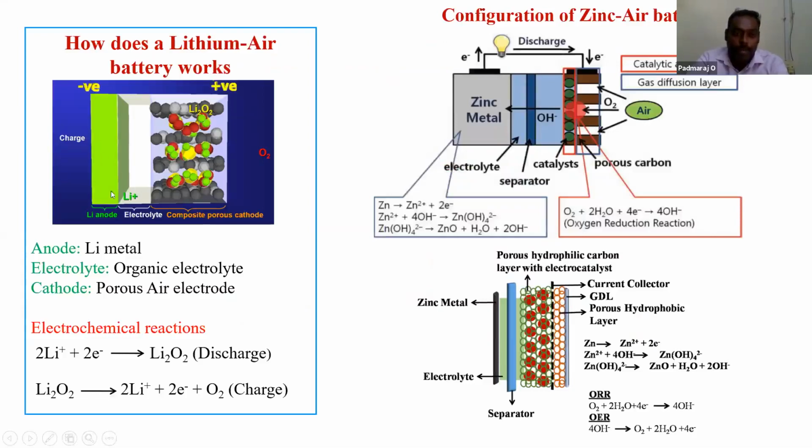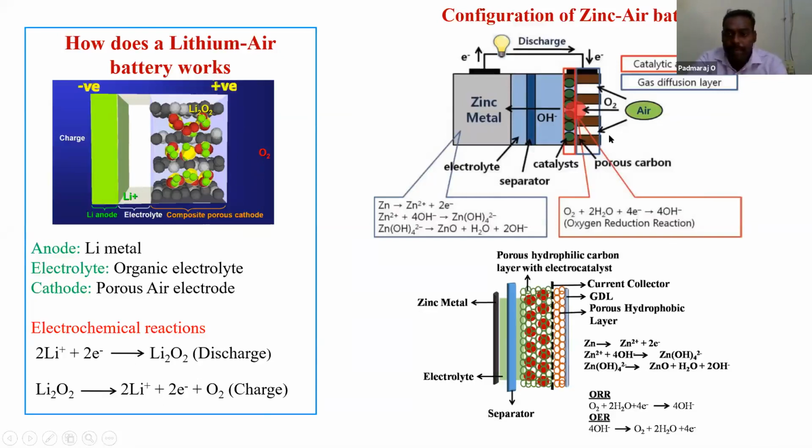So I told you, lithium-air battery means the anode is the lithium metal, and the cathode is the air electrode. Air electrode means nothing but the porous air electrode. That is, a porous carbon will be there, catalyst will be there, and the oxygen diffusion layer, the gas diffusion layer, the GDL layer will be there. In between, electrolyte and separator will be there. So these are the electrochemical reactions happening in the lithium-air battery.